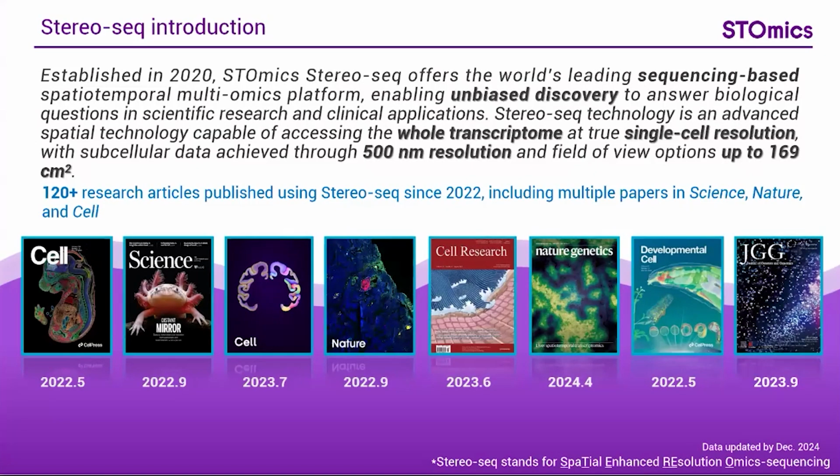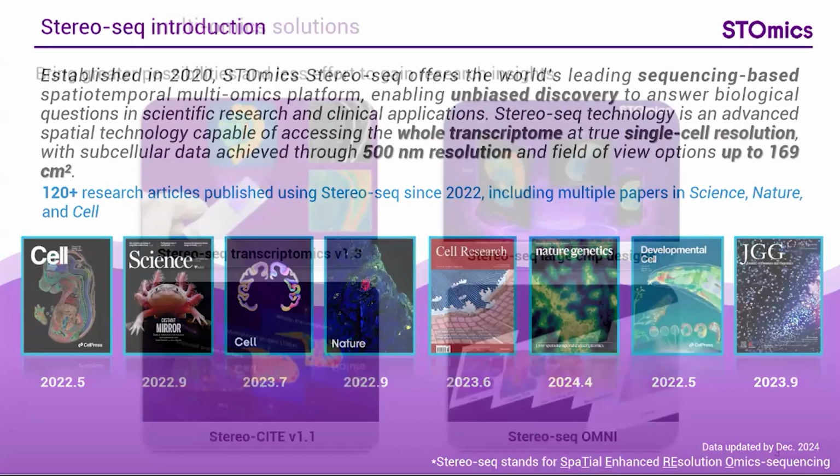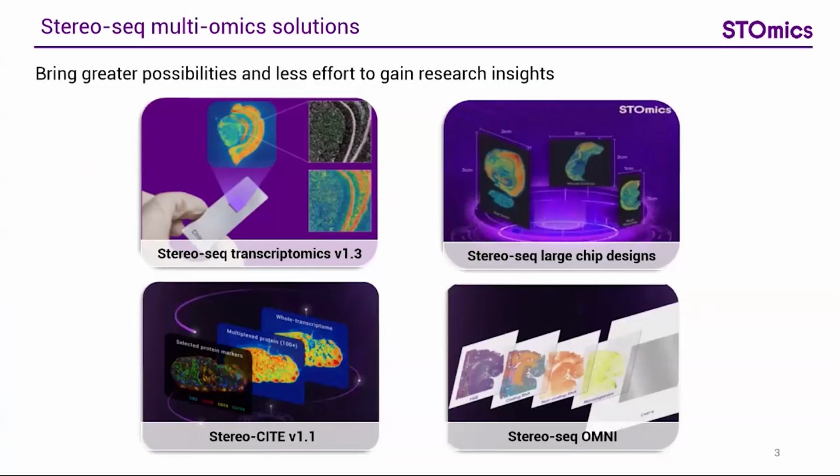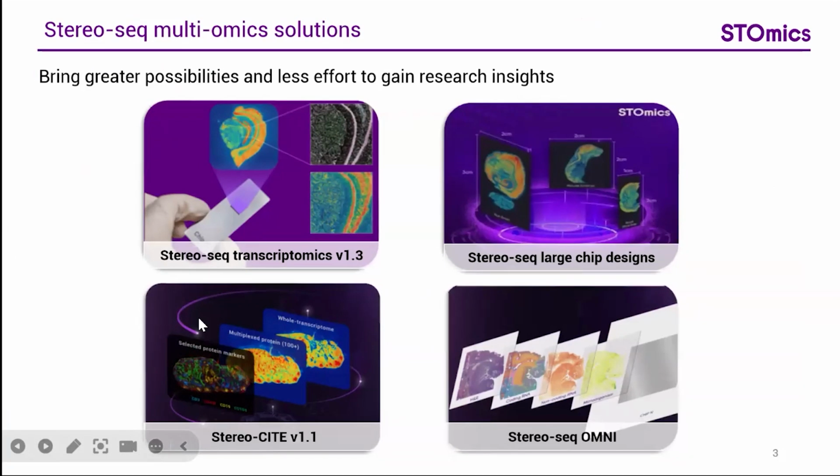Our sequencing-based spatial transcriptomics technology, Stereo-seq, has supported over 100 published research articles, including multiple papers in Science, Nature, and Cell. In addition to transcriptomics solutions, Stereo-seq also offers other solutions like the proteomics product Stereo-seq and the HE-compatible FFPE solution Stereo-seq Omni.